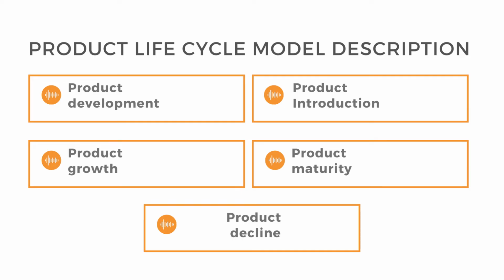So, the product's life cycle. This period usually consists of 5 major steps, as you can see here in this slide. And we have the product development, the product introduction, the product growth, product maturity, and finally the product decline.